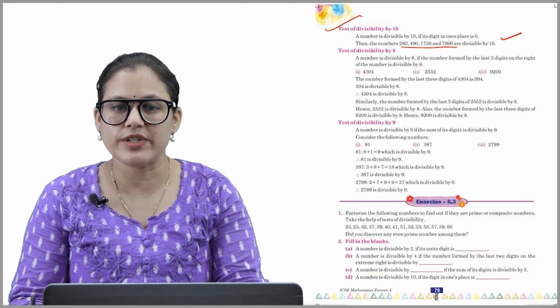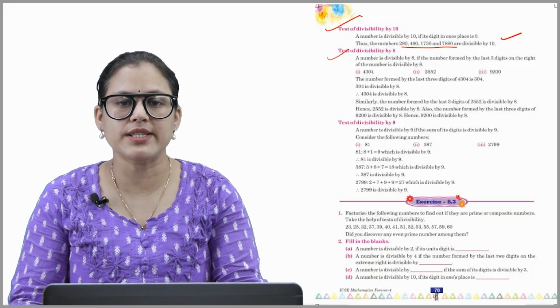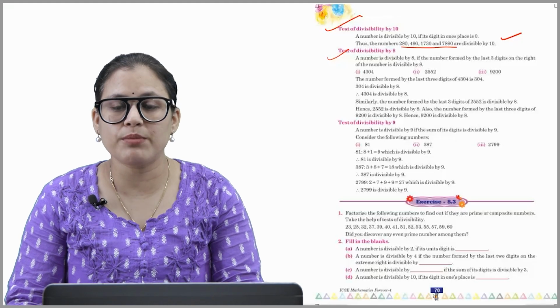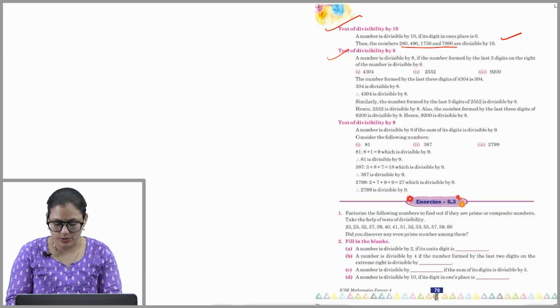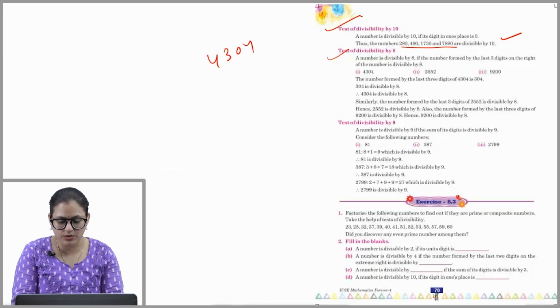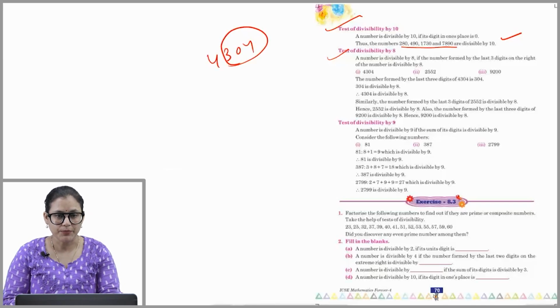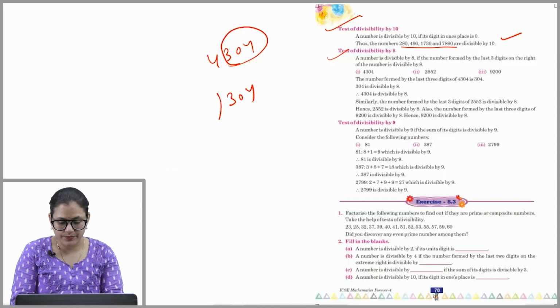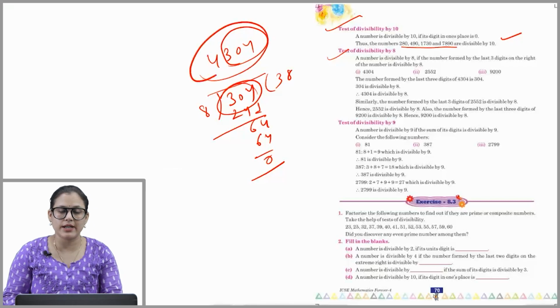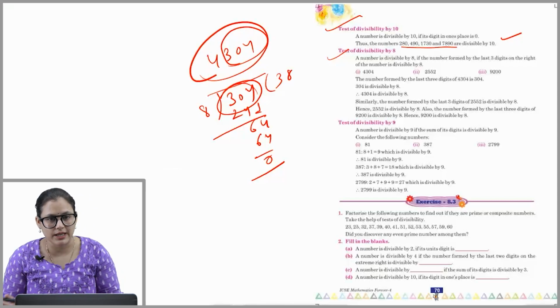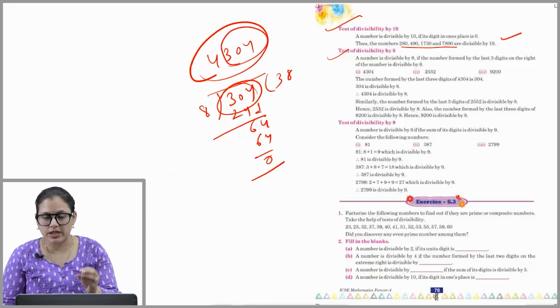Next, test of divisibility by 8. A number is divisible by 8 if the number formed by the last 3 digits on the right of the number is divisible by 8. Last 3 digits. Okay, so 4304, we will consider only the last 3 digits. Okay, so let's divide this number by 8. So, 8 3s are 24, 6, then 4. 8 8s are 64. Okay, this number 304 is divisible by 8. That means this whole number, that is 4304, is divisible by 8. Okay. So, whenever we are checking the divisibility by 8, we will consider 3 digits from the right side.